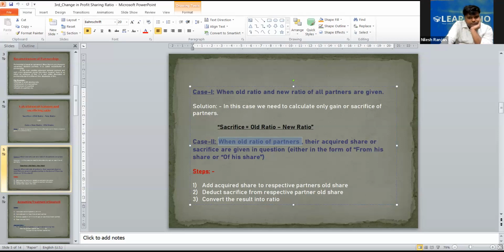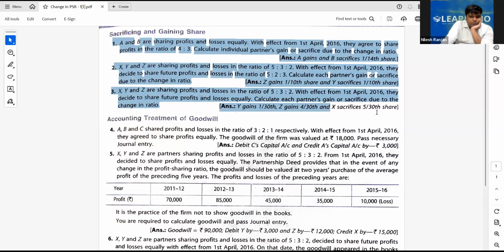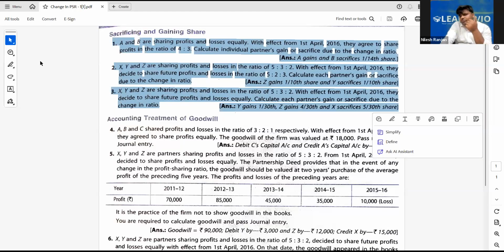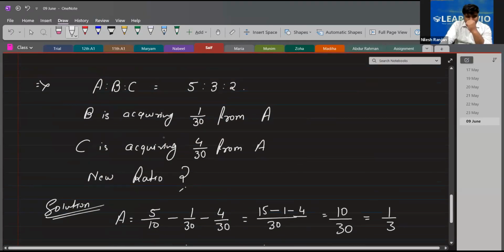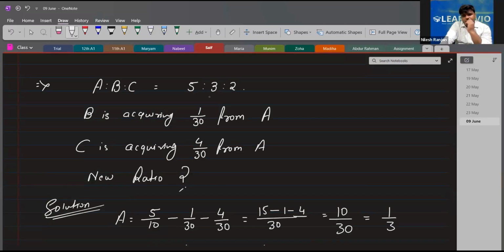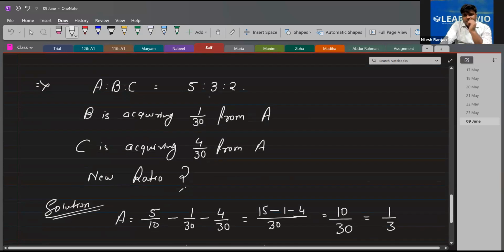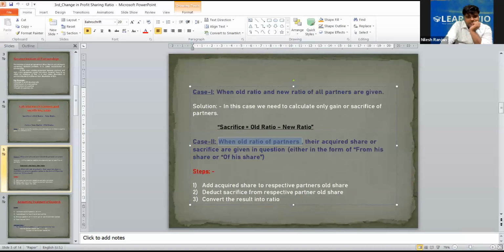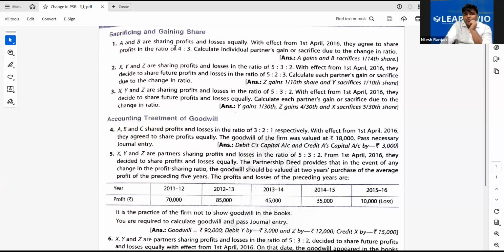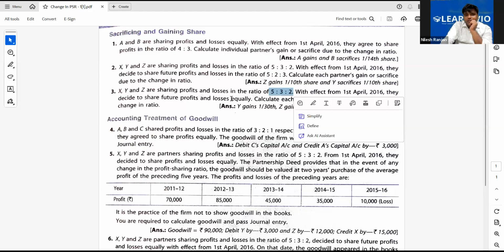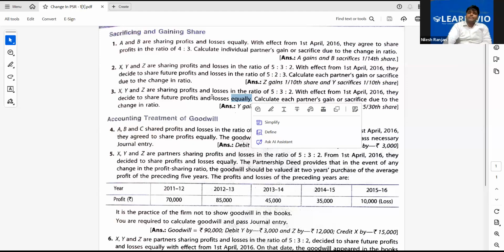Until then, you have to solve these three questions that I have done here. You understood the solution that I have done? Any doubt you have? Sir, can you explain it again? Actually, there is no question here. You can see that all the questions given here are related to the first case only. Old ratio is given, new ratio is given. Then again old ratio and new ratio. So all the questions are related with the first case.